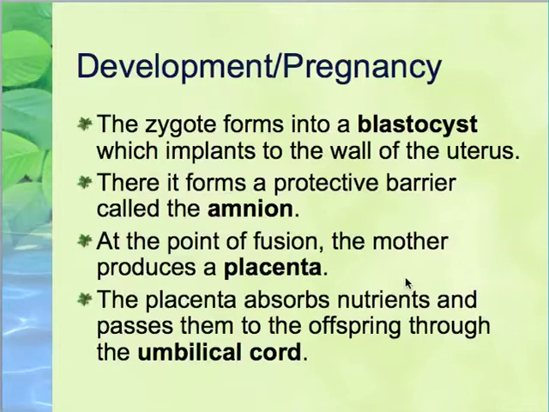The point at which the blastocyst is connected to the uterus will form a highly innervated blood vessel combination called the placenta, and from the placenta the umbilical cord will form between the mother and the offspring, giving the mother the ability to pass nutrients to her offspring.